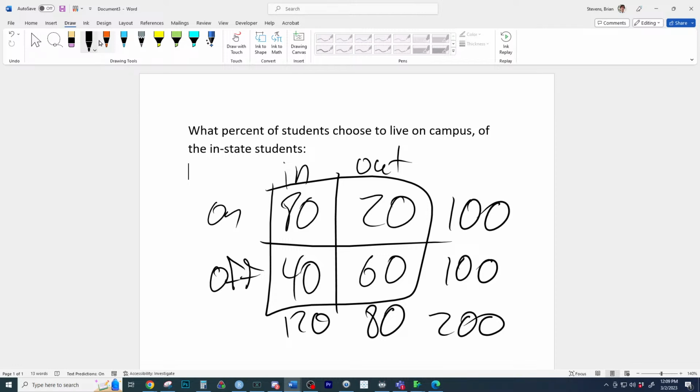So what percent of students choose to live on campus of the in-state students? Yep, 67. Yep, 66.66. So it'd be of the in-state. There we go. So there's the numbers, and that's the conditional distribution. Does that make sense right there, Will? Good job. It can be tricky sometimes, but that's the conditional distribution.